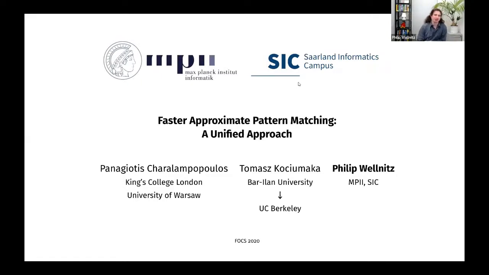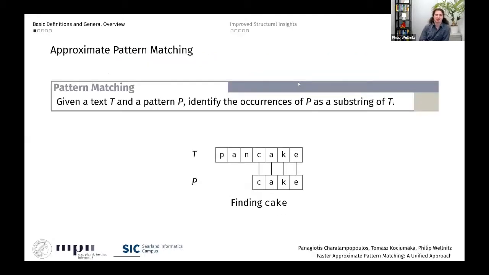This is joint work with Panagiotis Charalabopoulos and Tomas Kociumaka. And as the title says, this is about pattern matching. So let's quickly recall the pattern matching problem. As you all know, we're given a text T and a pattern P. We are to find all occurrences of the pattern in the text. So for instance, there's exactly one cake in pancake.